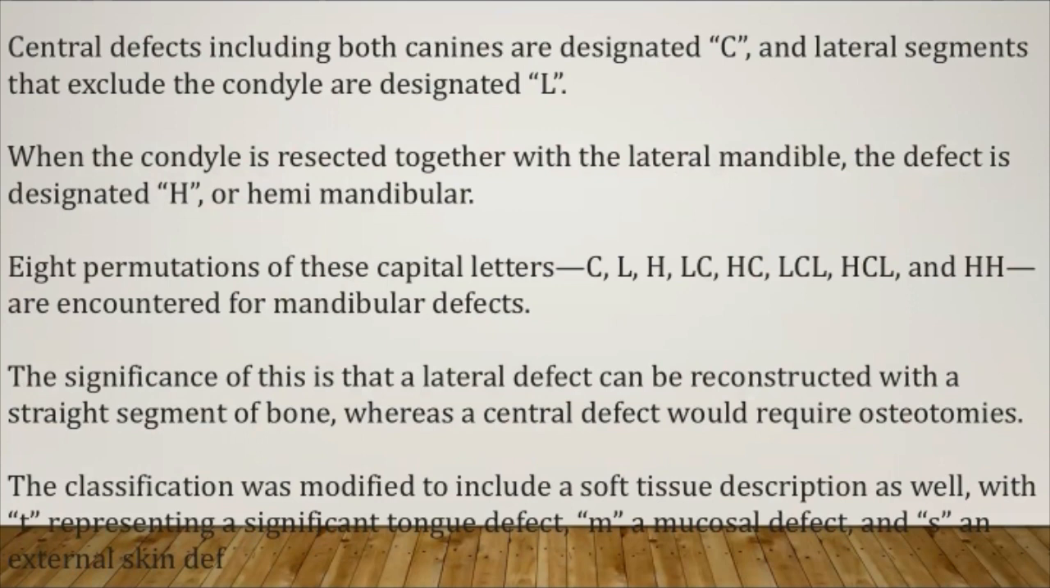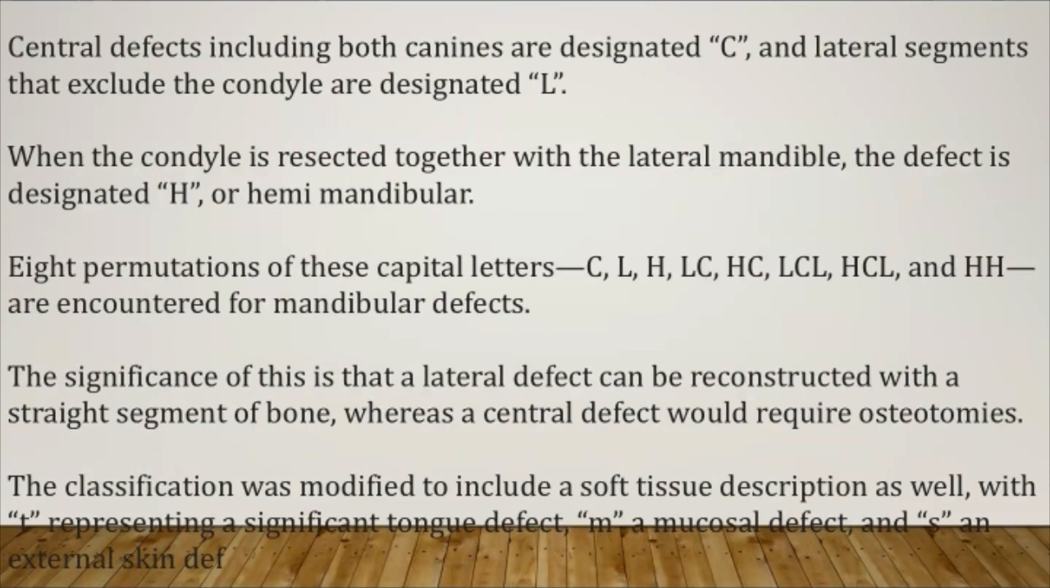Then we have the C, which is the central, we add the L, which is the lateral, not including the condyle, and the H, which includes the condyle. So if we are taking LC, that's we are taking the central, including the lateral mandible. If we are taking the HC, that's we are taking the central, including the whole part of the mandible, including the condyle. So we can have LCL, that's the other lateral, the right and the left mandible. So we are taking the right lateral mandible, the central, and the other lateral mandible.